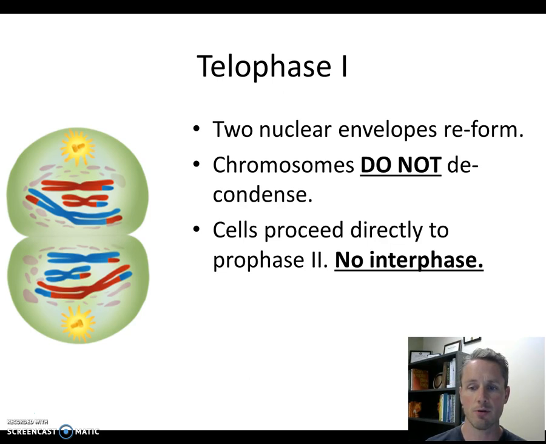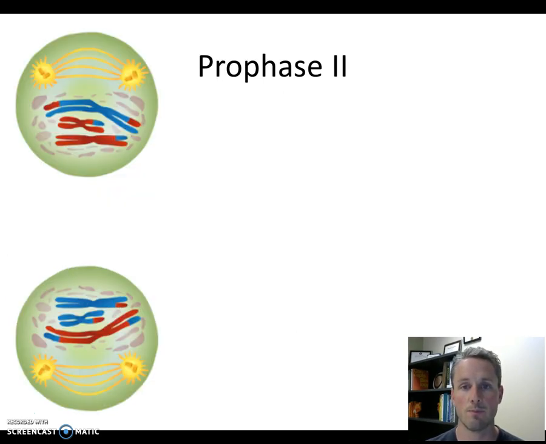So cells proceed directly to prophase II. They don't continue into interphase like they did during mitosis. So when telophase 1 is done, we proceed directly into prophase II.